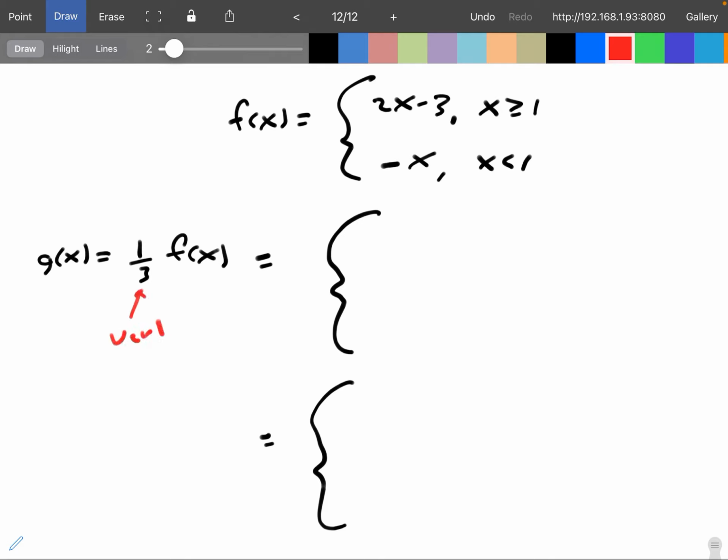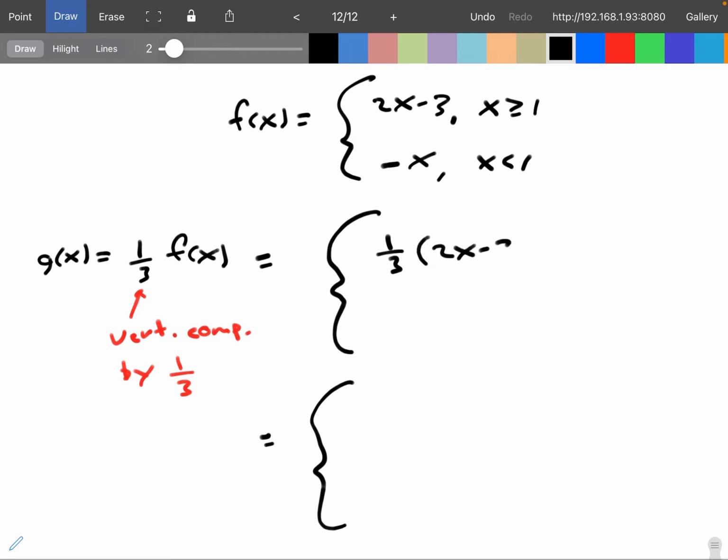So by the way, again, what kind of transformation is this? A 1/3 out in front. Vertical compression. Yep, that's a vertical compression. So this is a vertical compression by a factor of 1/3. Well, that's going to make the graph flatter or less tall if you squish it vertically.